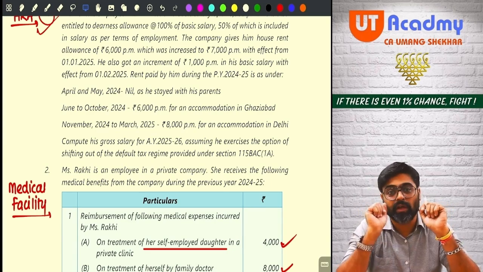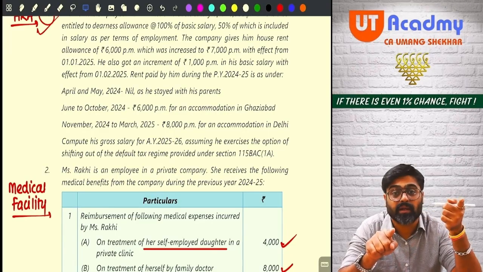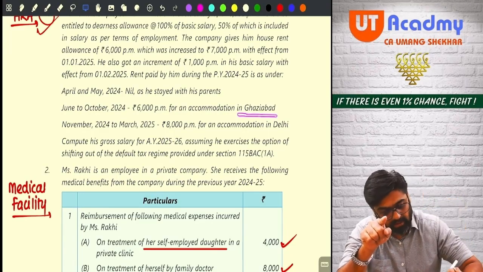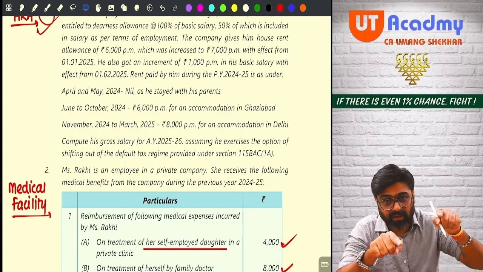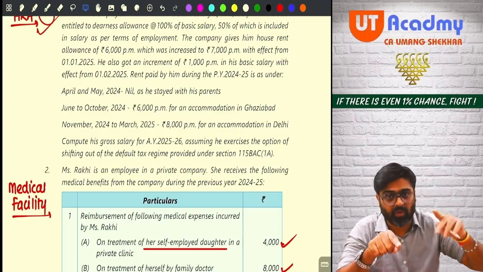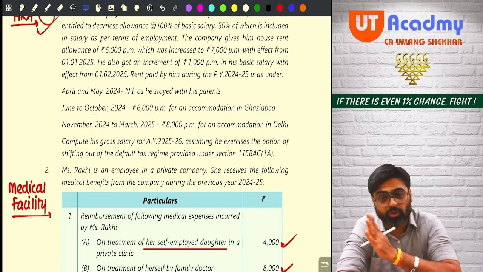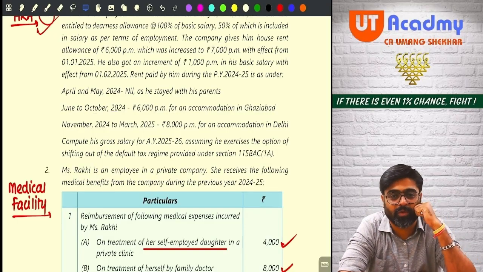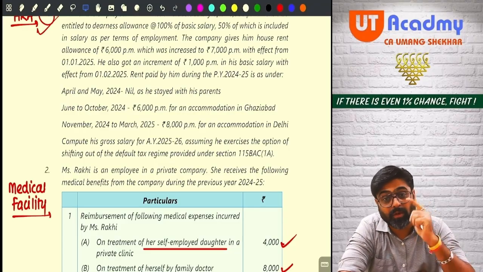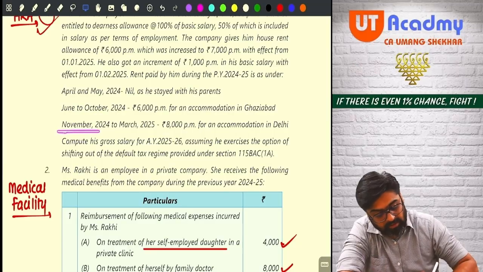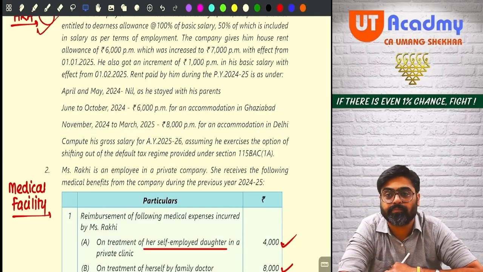But I cannot do that also, because from June I have started paying rent in Ghaziabad. And I am paying that rent till December? No. I am paying that rent only till October. So June to December I will not be able to do together. June to October I will have to do together, because from November onwards my rent is changing to 8,000 and the location is also changing to Delhi.